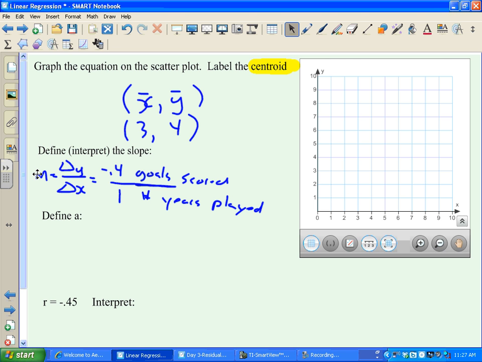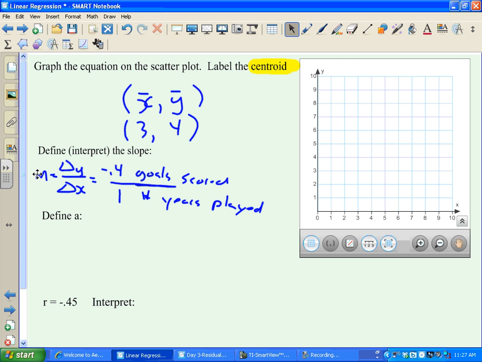Another context for slope here, and this should make sense to you guys. 0.4 as a fraction is 4 over 10, which reduces to 2 over 5. Another way to interpret this, our slope is negative 2/5. For every 5 years of soccer played, the number of goals will decrease by 2. Notice that that is another slope interpretation.